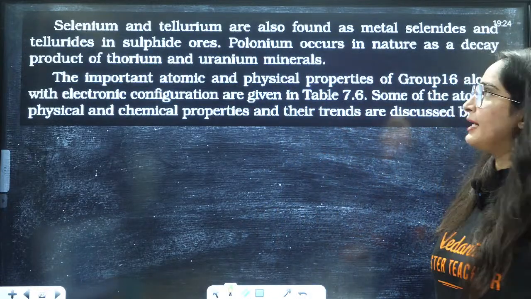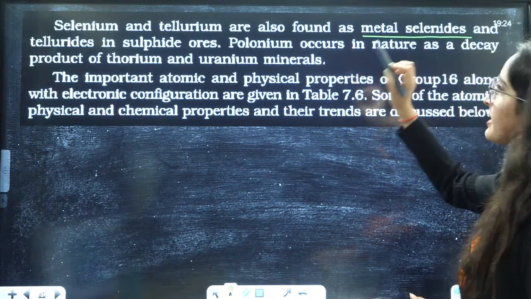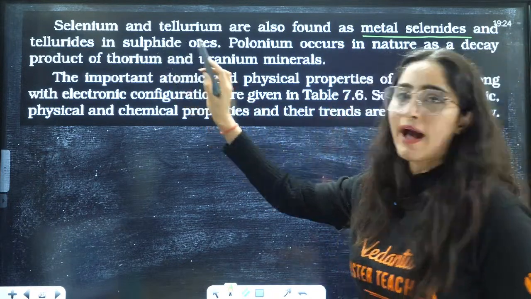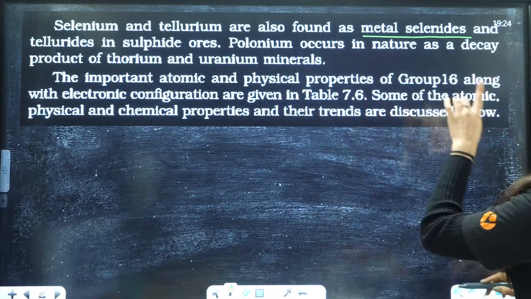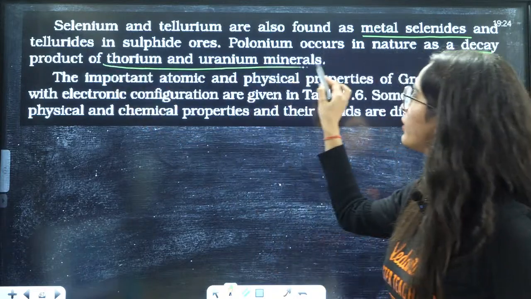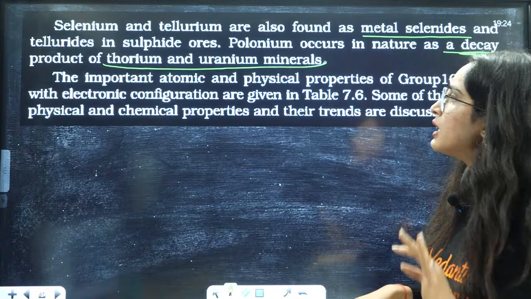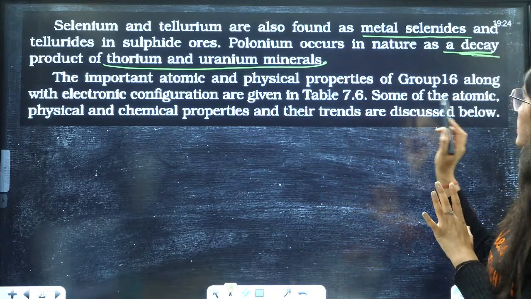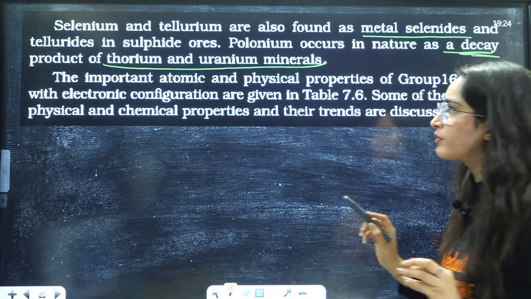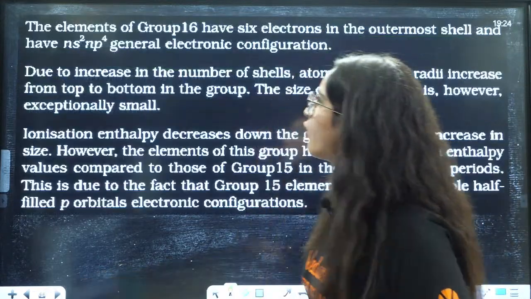Selenium and tellurium are also found as metal selenides and tellurides in sulfide ores. Polonium occurs in nature as a decay product of thorium and uranium minerals, otherwise it will not occur. The important atomic and physical properties of group 16 along with electronic configuration are written here. So you'll see the properties over here.